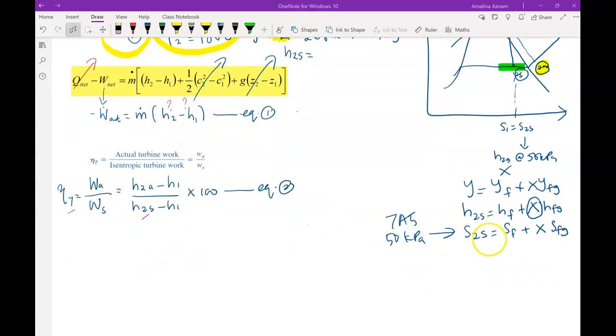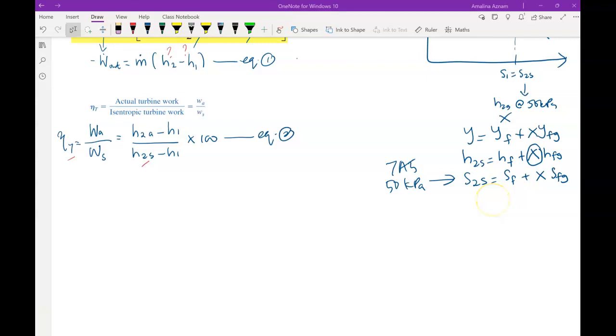We have a new task over here where we need to find our x in order for us to get our h2s. So in solving for your s2s over here, let me rewrite it again on the left side. So s2s is equal to sf plus x sfg. And because we are looking for your x, let's rearrange that again, so it's becoming x equals s2s minus your sf over sfg.